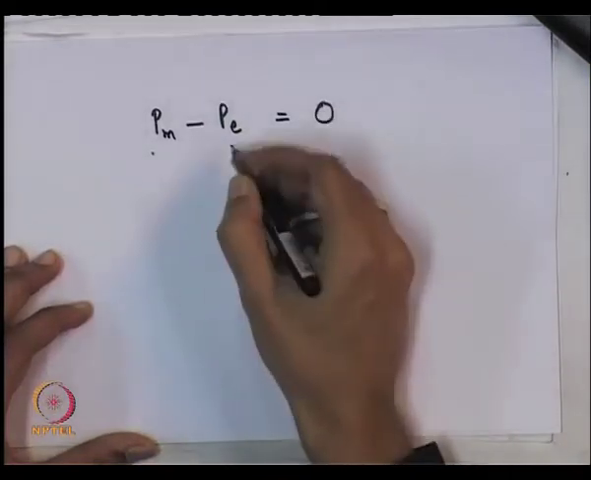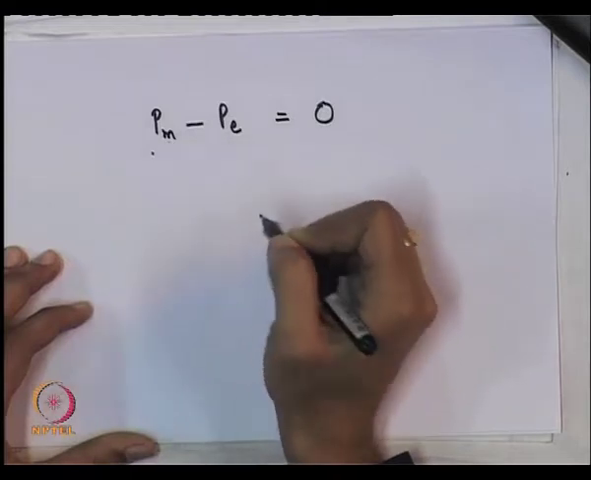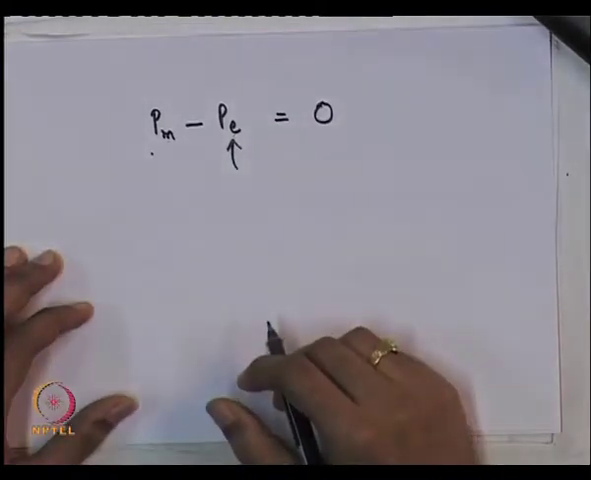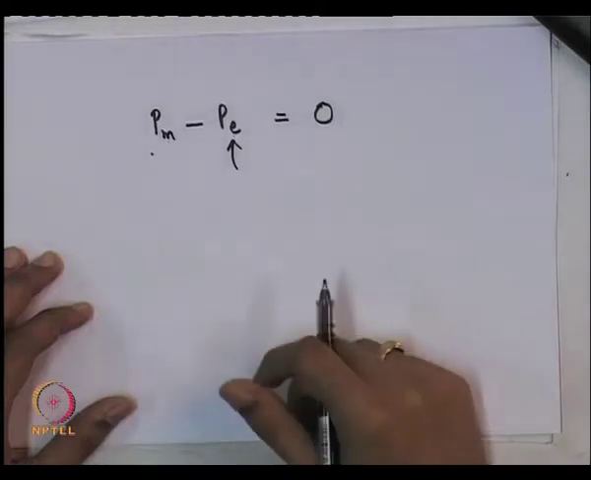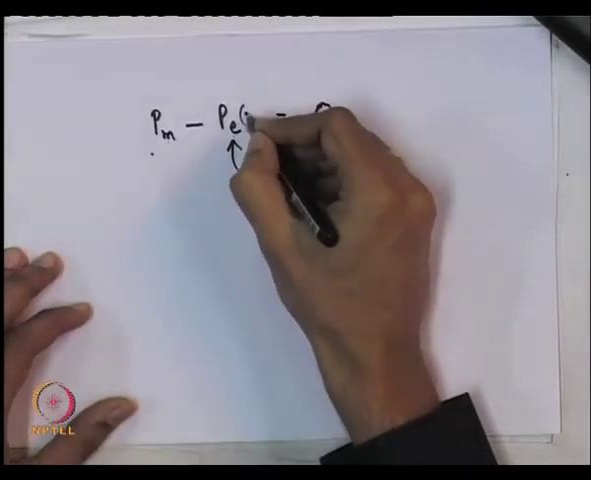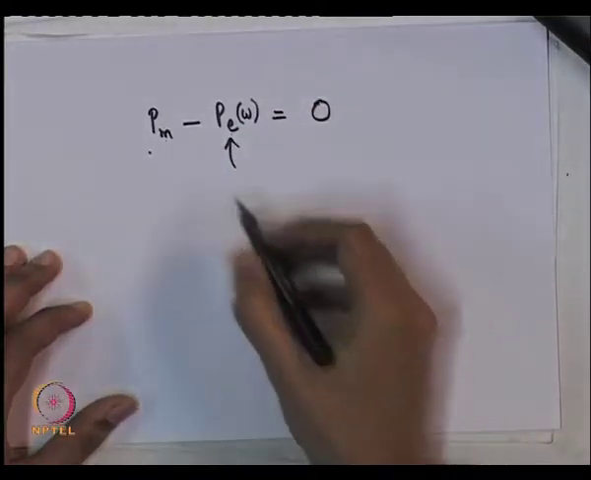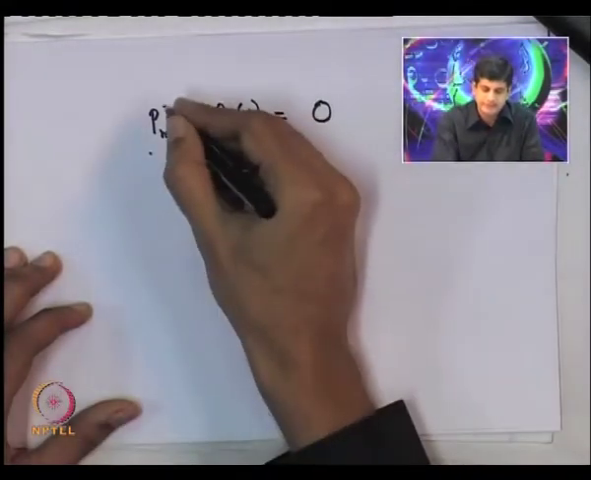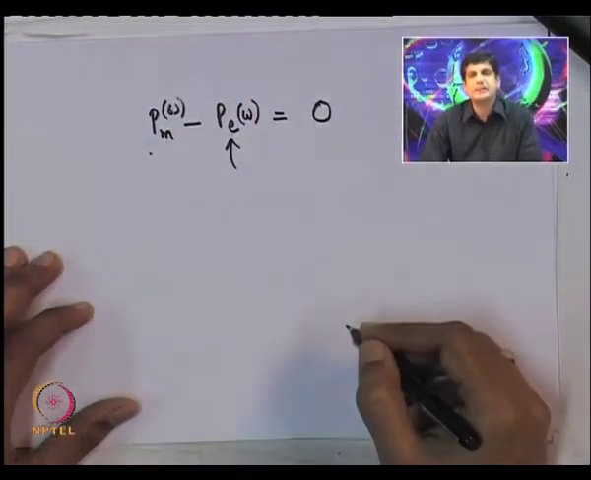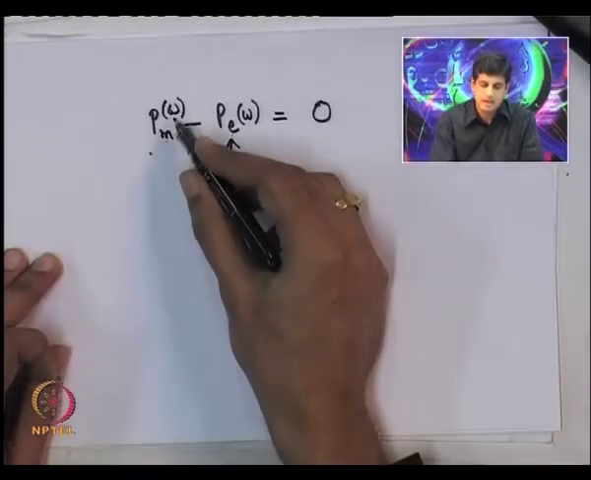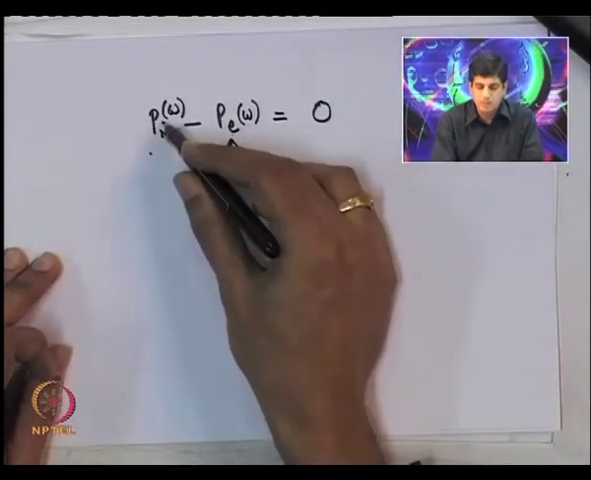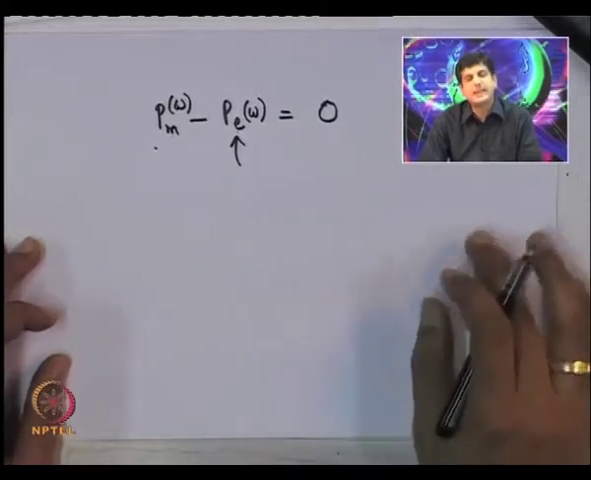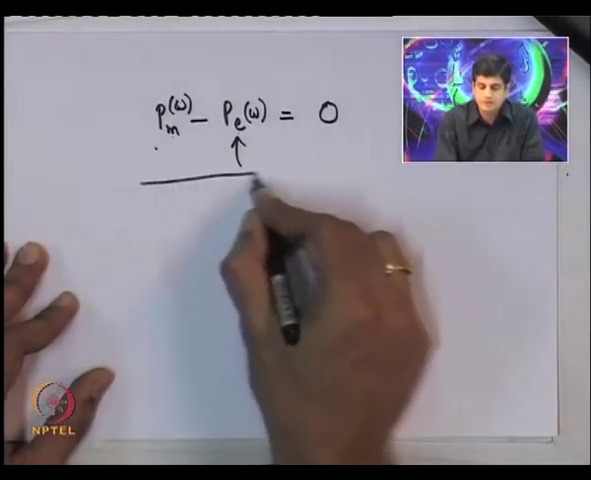Now, remember that P m and P E can be functions of speed. For example, if P E or the load which you put is that of a fan or a pump, it is a function of frequency. The mechanical power input to the synchronous machine, the prime mover input, also could be made a function of frequency. For example, if I have a system which changes the mechanical power input to a machine whenever the load changes or the frequency changes. So, both these things could be functions of frequency. So, the final frequency to which a system like this settles down will be determined by the solution of this equation.